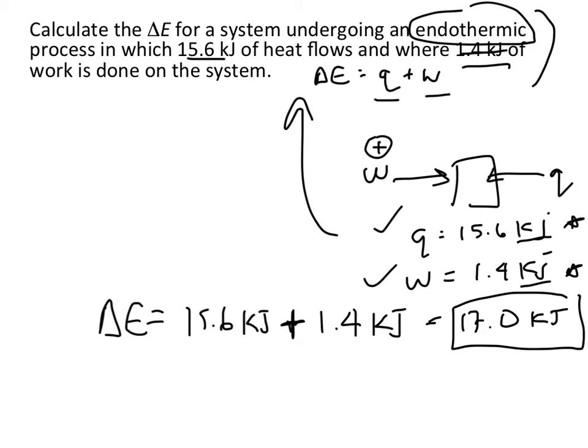So, basically, you want to make sure that your units match here. You want to find the signs of the values that they gave you based on what the question tells you. If it tells you it's endothermic, you know heat's going to be coming into the system. If it's exothermic, heat would be leaving. If the system is experiencing work, or work is being done to it, W would be positive. If it was doing work, W would be negative. So taking this approach and these steps will allow you to calculate these types of calculations in a very straightforward manner.